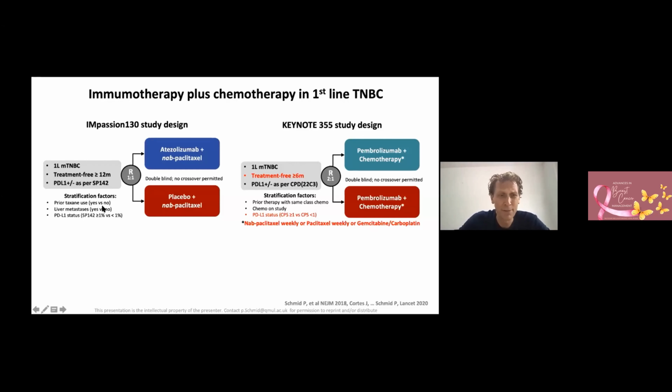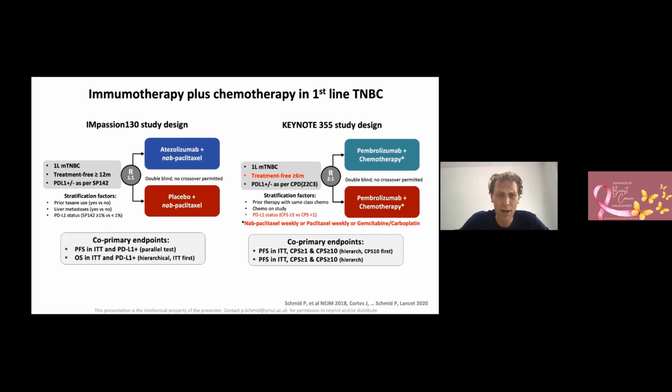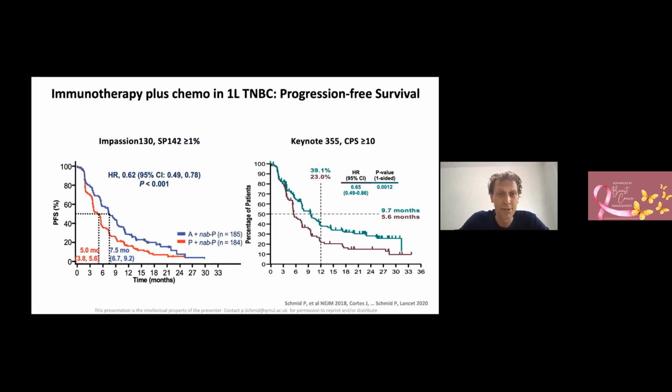We also used the SP142 assay for stratifying patients. And if you look on the right side with the Keynote 355 trial, it gave patients a choice between different chemo, nab-paclitaxel as well, but also paclitaxel or gemcitabine carboplatin. Because of platinum being allowed in the control arm, we also allowed patients with shorter disease-free intervals, 6 to 12 months, to be enrolled, whereas Impassion 130 only had patients with at least 12 months disease-free interval in there. And the biomarker assay on the right side in Keynote 355 was the CPS assay as discussed. Co-primary endpoints, progression-free survival and overall survival. Study populations very, very similar, as are the results.